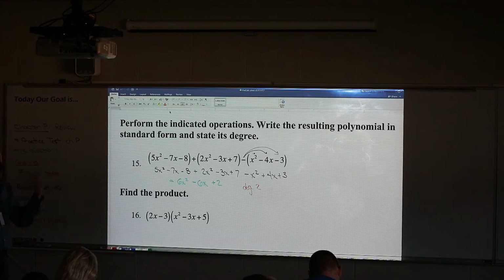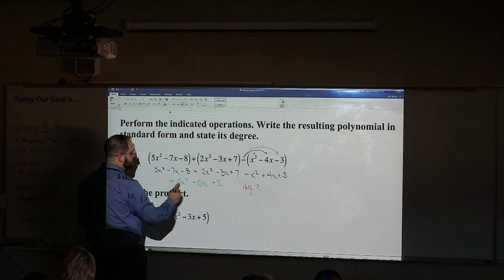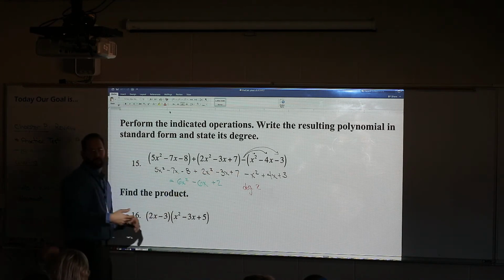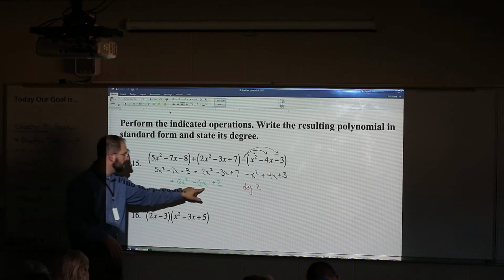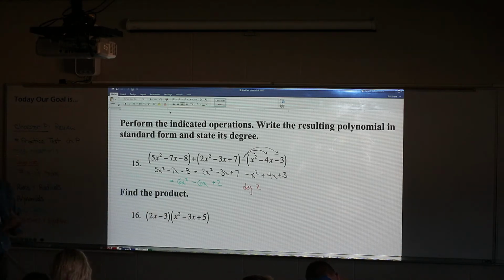Some people, the most common mistake that people make on this one, if there's any mistake at all, they forget the power of 2, so then they add up more x's than they can. Like, they forget the power of 2 here, so now, you know, this one changed, and now you have too many x's added together. So it changed kind of 2 different answers on your problem when you forget a power like that, so just be careful with that. Okay, questions with 15? Moving on.